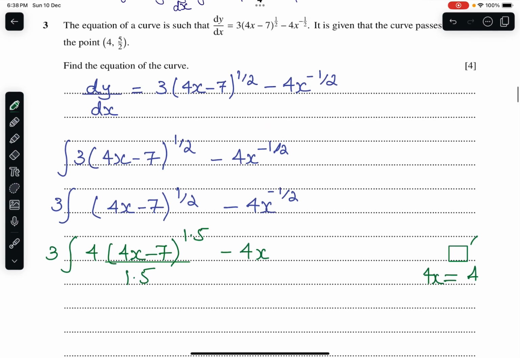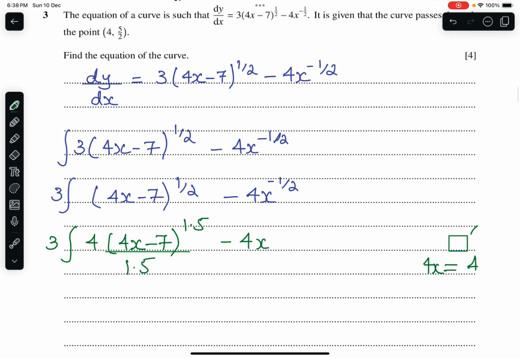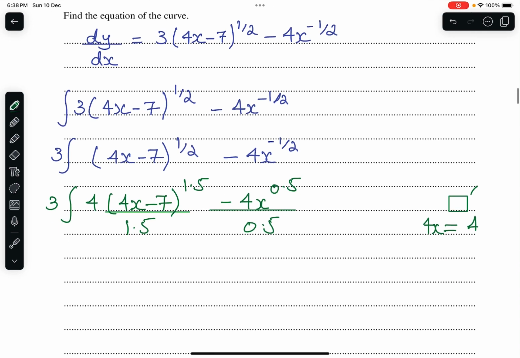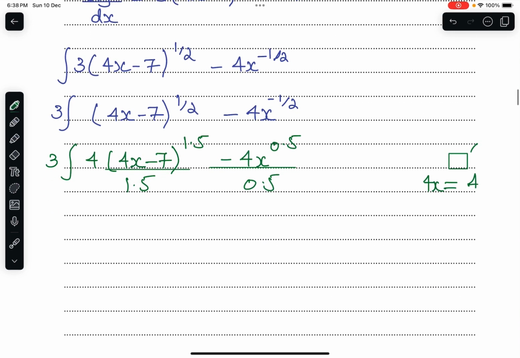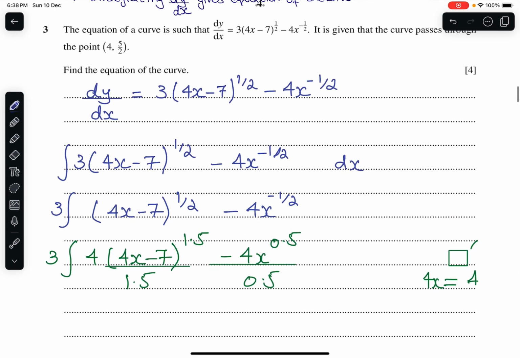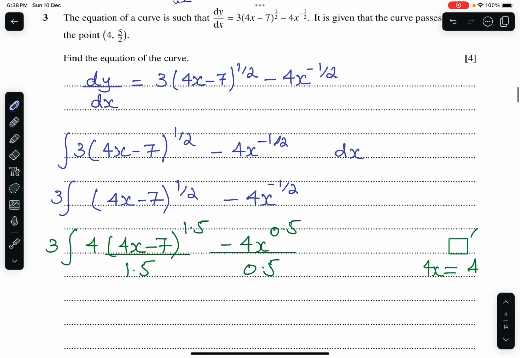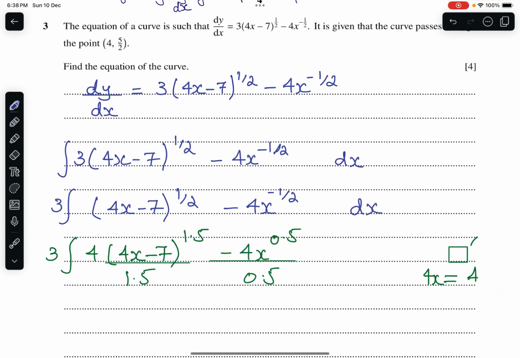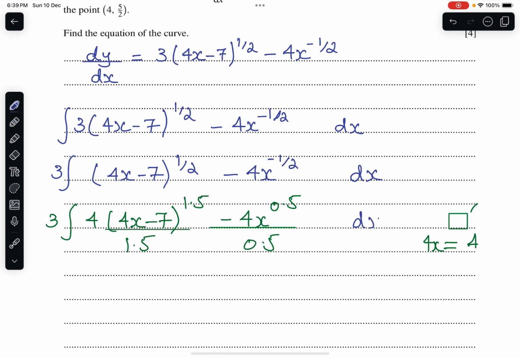We do the same over here as well, divided by the new power, right? When you add 1 to negative 0.5, you get positive 0.5, and you divide by this as well. All right, so one thing we have to see over here, which I missed, is a really important thing. We have to write the dx as well. Without it, you will lose marks.